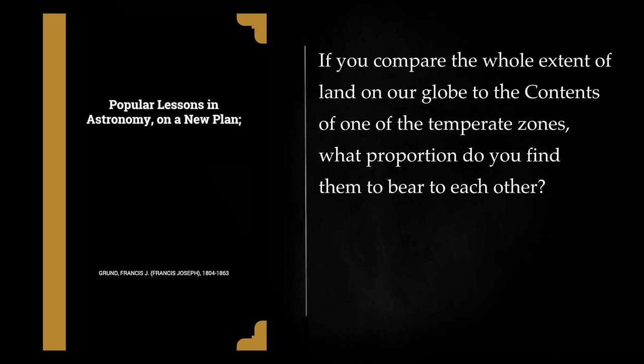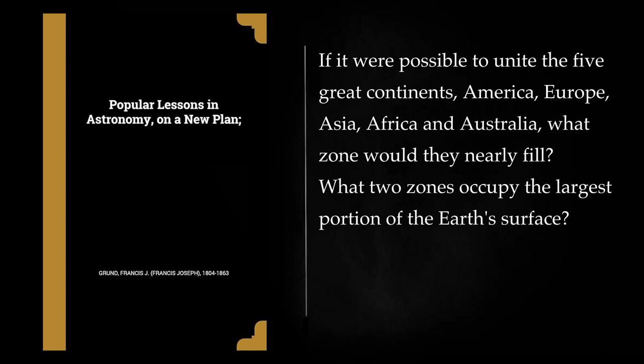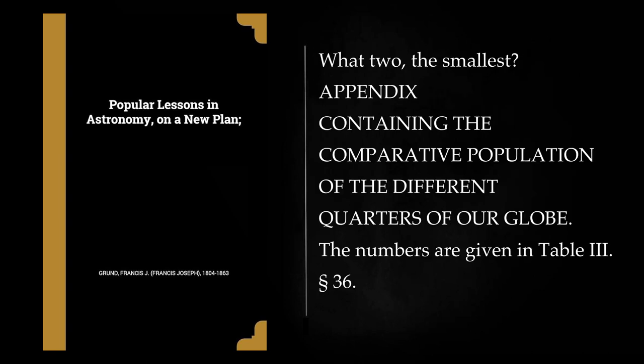If you compare the whole extent of land on our globe to the contents of one of the temperate zones, what proportion do you find them to bear to each other? If it were possible to unite the five great continents, America, Europe, Asia, Africa, and Australia, what zone would they nearly fill? What two zones occupy the largest portion of the Earth's surface? What two, the smallest?